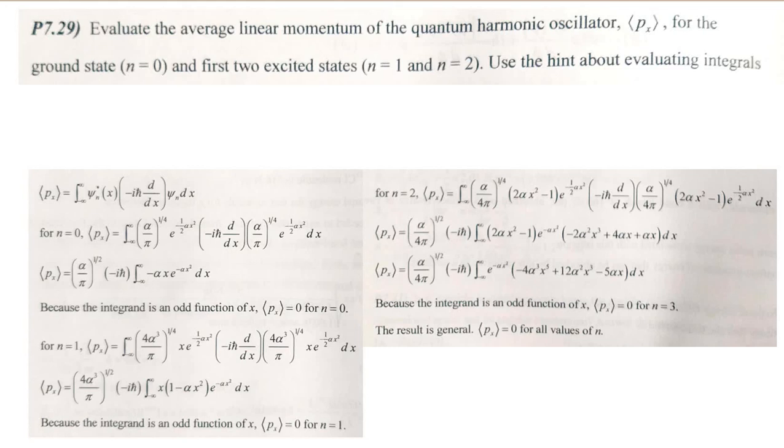So it doesn't depend on which energy level it is in, the average value would always be 0, because the particle is equally likely to go in either the positive or negative direction. So the positive and negative contributions cancel out, and on cancellation they give you the final result to be 0.